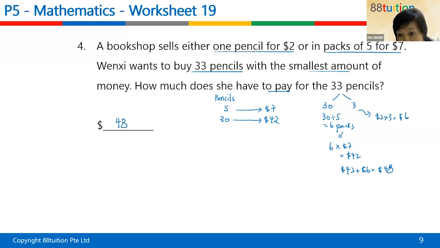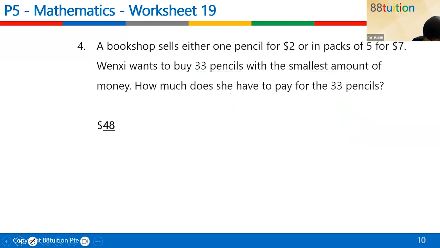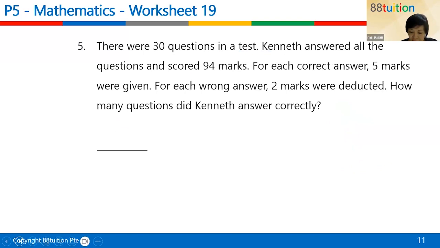All right. Okay. These are all quite simple ones. Now, there are 30 questions. He answered all the questions and he scored 94. For each correct answer, he will be awarded 5 marks each. For each wrong answer, it will be minus 2 marks each. Wow, that's bad. So how many questions did they answer correctly?